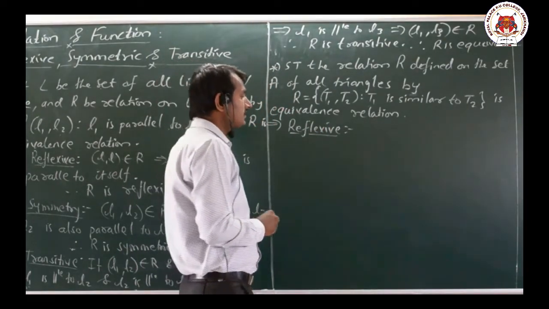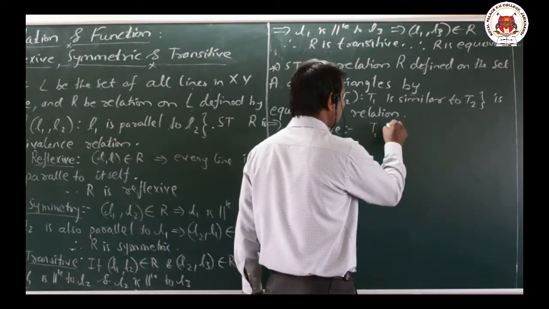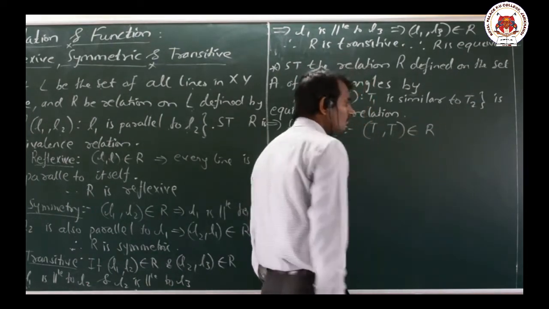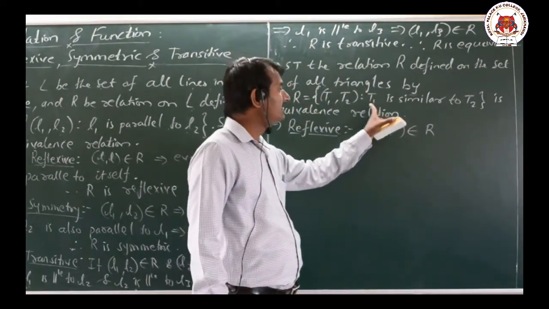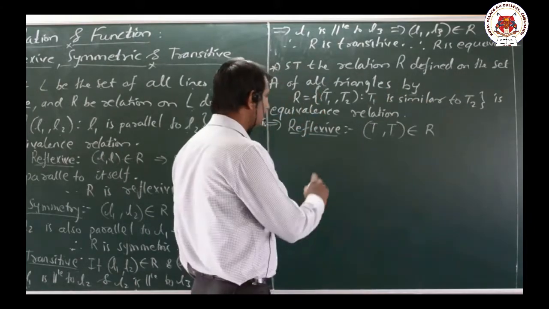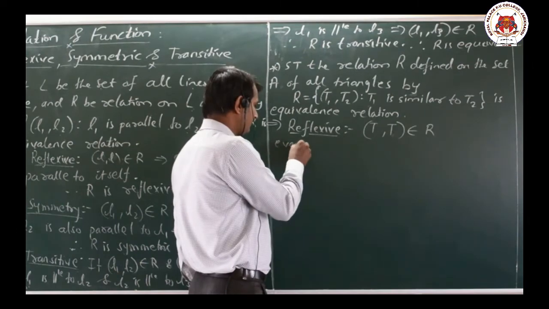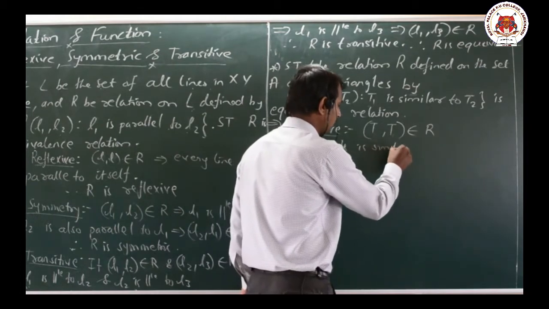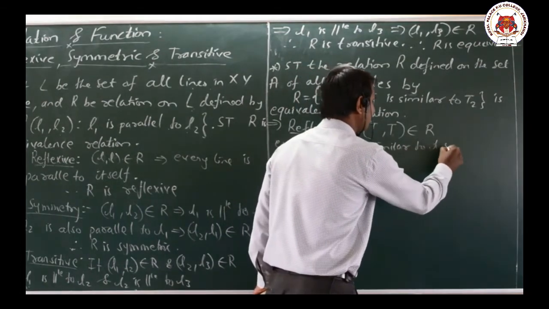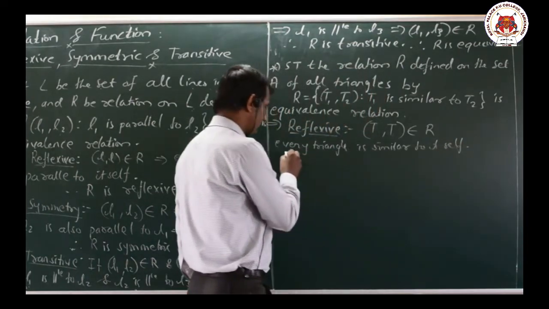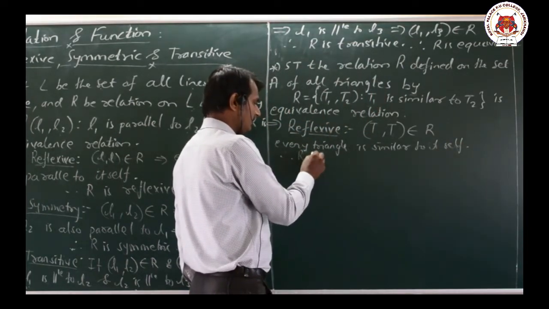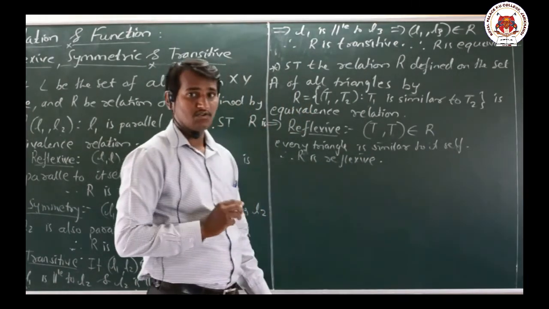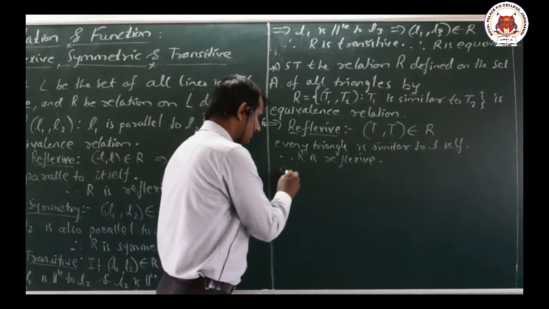Let us observe. Let (T, T) belong to R. What do you mean by this? T is similar to T. That means every triangle is similar to itself. Therefore R is reflexive. Okay dear friends, now the first condition is over. Now the second one, that is symmetric.